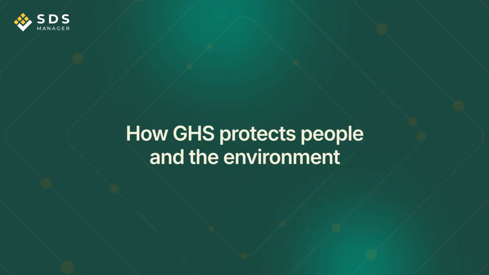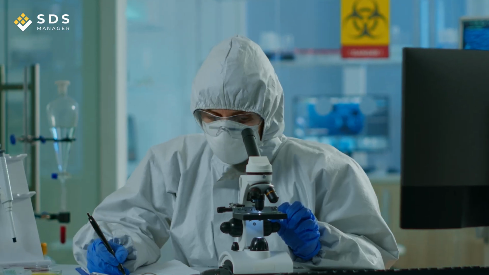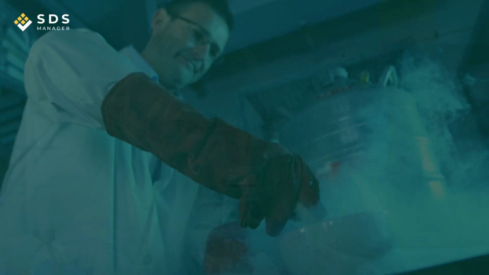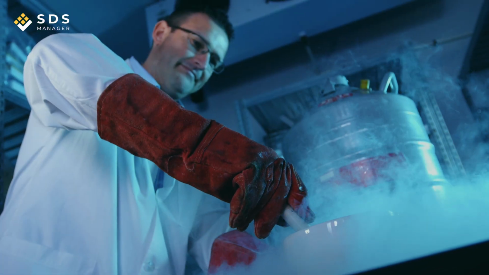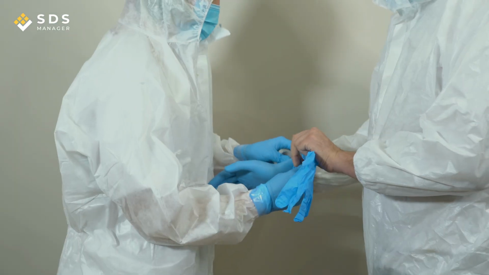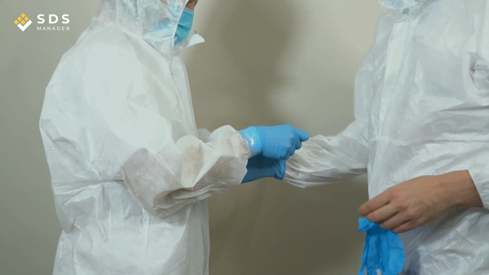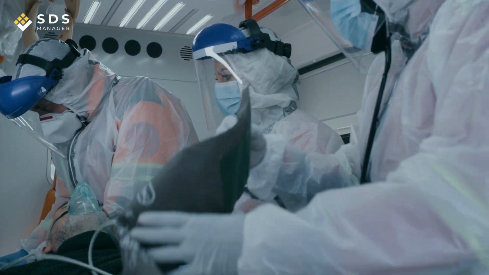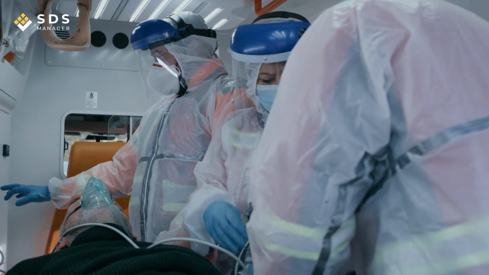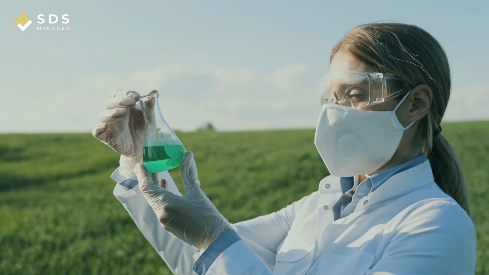How GHS protects people and the environment. From everyday cleaning products to advanced lab chemicals, GHS protects people by making hazards clear and consistent. GHS helps prevent accidents with easy-to-recognize pictograms, signal words, and plain language statements. It minimizes health risks by guiding proper PPE, ventilation, and safe handling before work begins. It supports quick, correct response in emergencies with clear first aid, fire, and spill instructions in the SDS. It keeps the environment safer through guidance on spill control, storage, transport, and proper disposal.